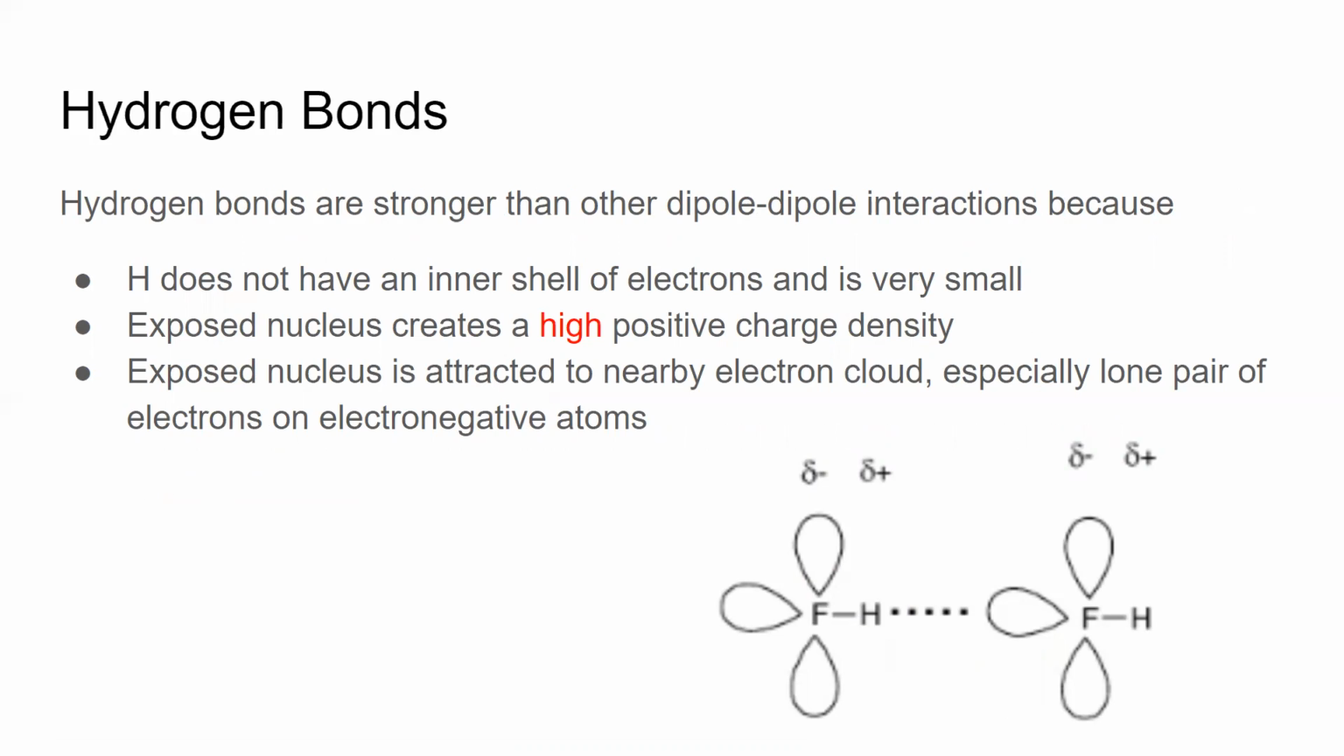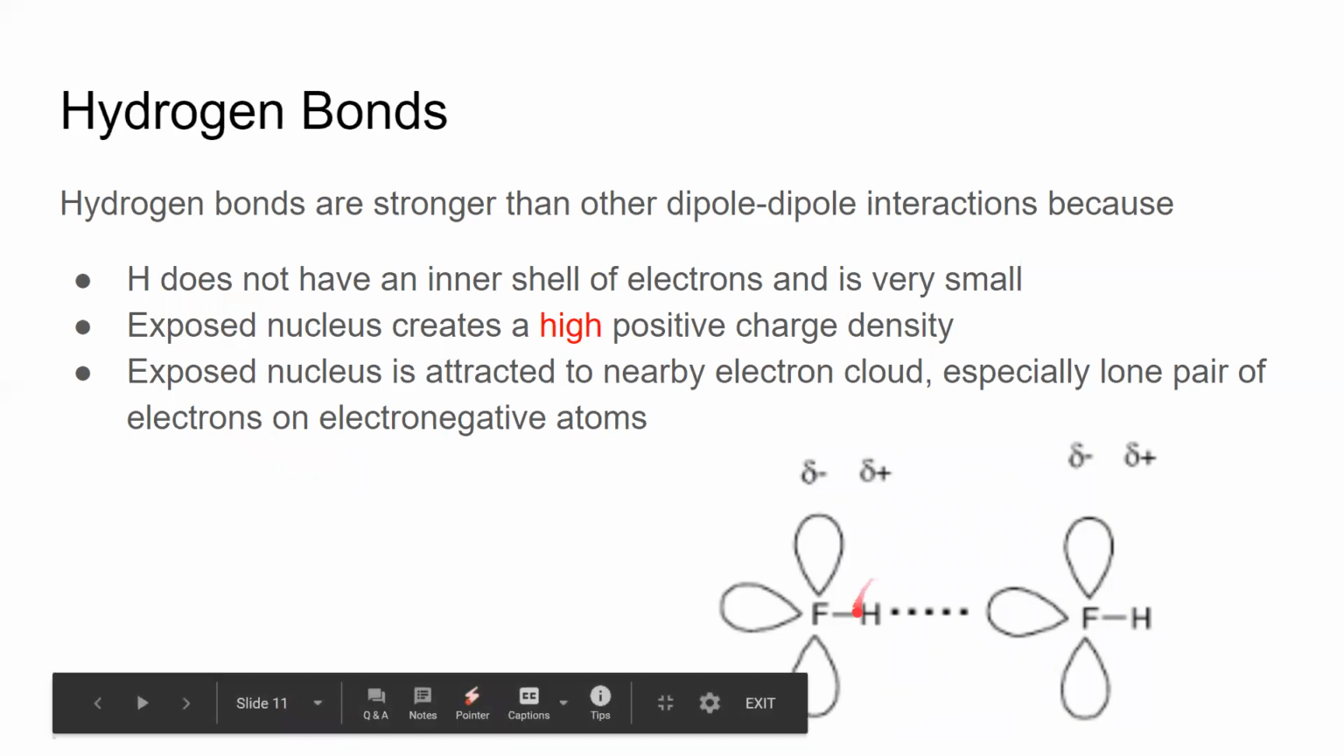Hydrogen bonds are stronger than other dipole interactions because hydrogen does not have an inner shell of electrons. Remember, hydrogen has one electron surrounding a proton. So that electron, if it's being pulled away from the nucleus of the hydrogen, you're exposing that nucleus, and that creates a high positive charge density around the hydrogen.